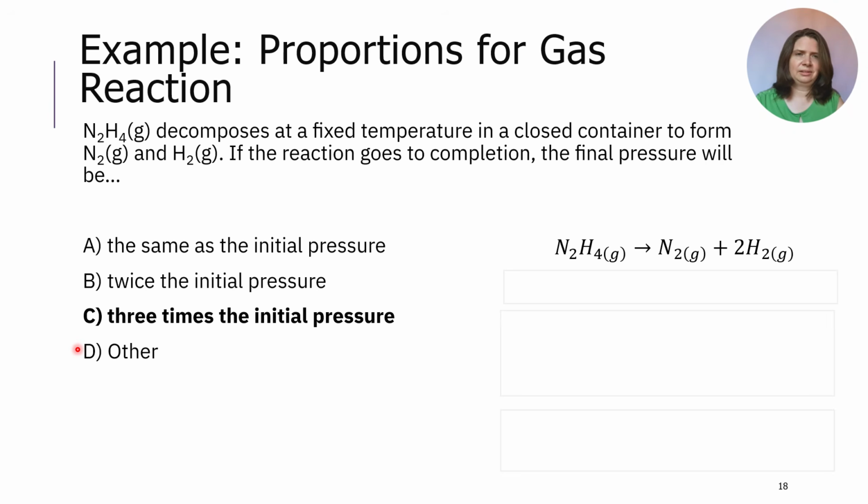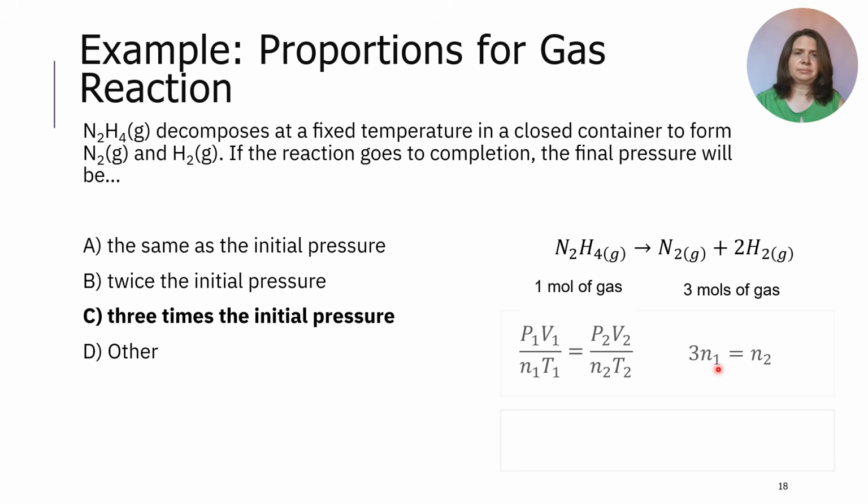But why? The problem states that the temperature and the volume of the container remain constant. Under these conditions, the pressure is directly proportional to the number of moles of gas. On the reactant side, there is 1 mole of gas. On the product side, there are 3 moles of gas total, 1 mole of N2 and 2 moles of H2, for a total of 3 moles of gas. Since the number of gas particles triples, the pressure also triples.